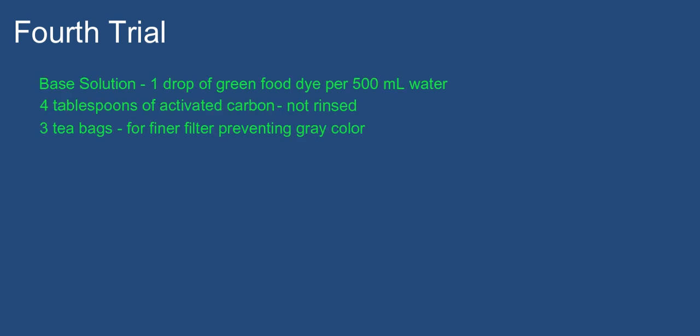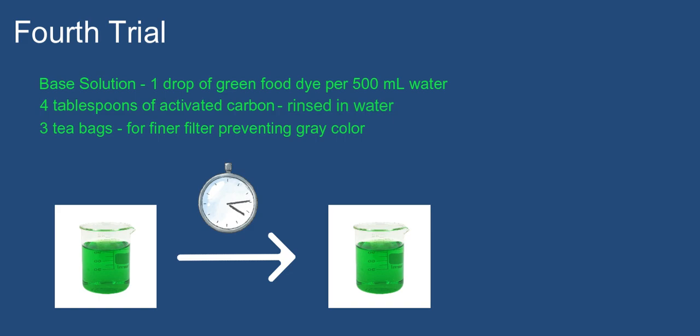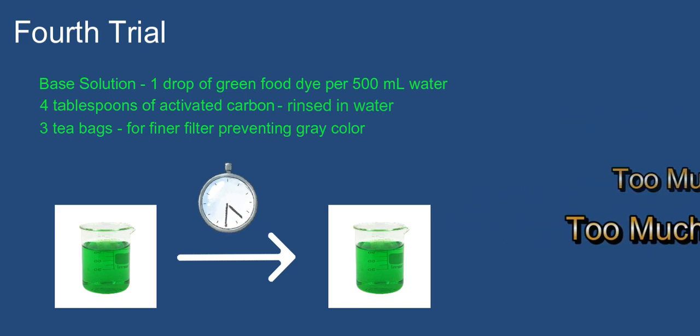For the fourth trial, we had used the same setup again from the previous 2 trials, but this time we had rinsed the activated carbon before we triple bagged it again. This ensured that the base solution would not turn gray from the powder leakage of the activated carbon. However, after some time, there was no change in color observed due to too much volume and too much mass to remove for the activated carbon to perform any mass transfer.